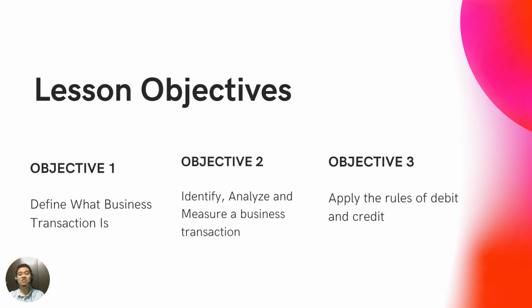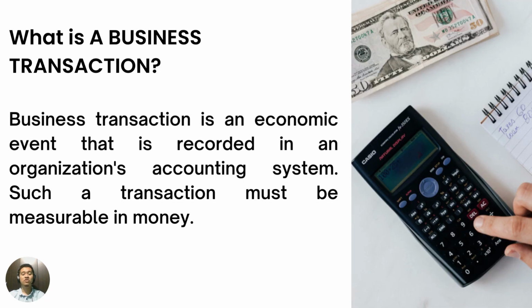At the end of the lesson, you are expected to first be able to define what a business transaction is. Second, you will be able to identify, analyze, and measure a business transaction. And the last objective is you will be able to apply the rules of debit and credit. So, what is a business transaction? A business transaction is an economic event that is recorded in an organization's accounting system. Such a transaction must be measurable in money.